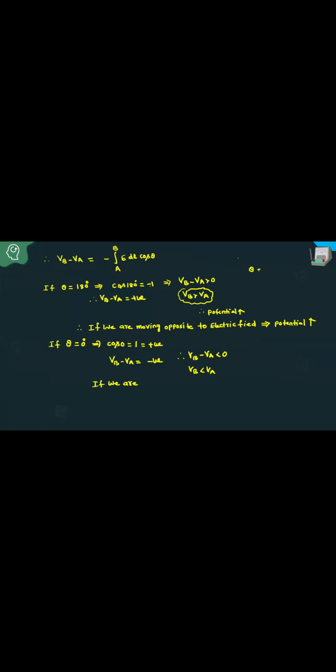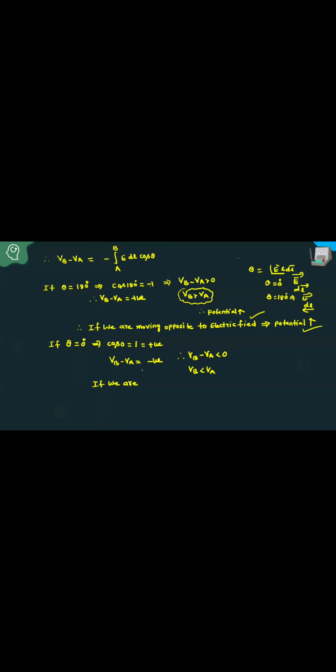What is theta? Theta is the angle between E bar and dl, where dl is the displacement. Theta equal to 0 degrees means E bar and dl are in the same direction; we are moving in the same direction. What do you mean by theta equal to 180 degrees? E bar and dl are in opposite directions. If you are moving opposite to the electric field, the potential will increase.